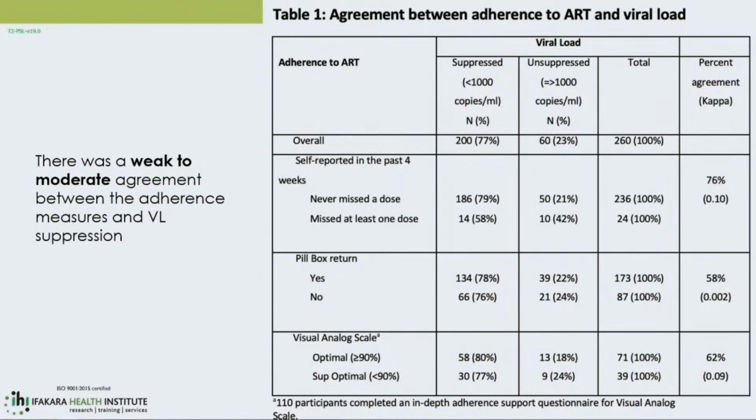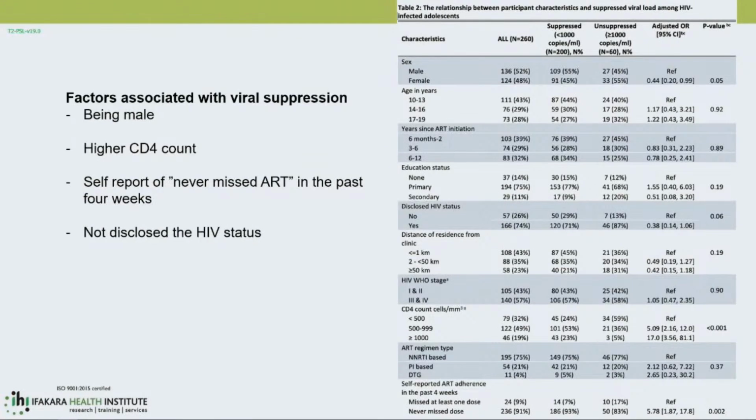But looking at pillbox and visual analog scale, the percent agreement between adherence assessment and viral load outcome was lower than self-report adherence. This tells us, when we ask these adolescents questions or try to assess adherence, will that really translate to what goes on with HIV replication within their system? Then we looked at factors associated with viral suppression. With borderline significance, we saw a tendency that being male was associated with viral suppression. Not a surprise, higher CD4 count was associated with higher likelihood of viral suppression, and so was self-report of never missing ART in the past 4 weeks, and having not disclosed HIV status, which points us to think about stigma towards people living with HIV.